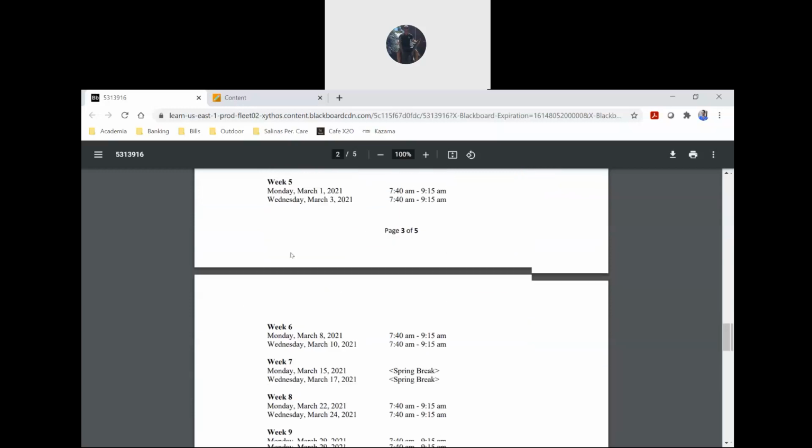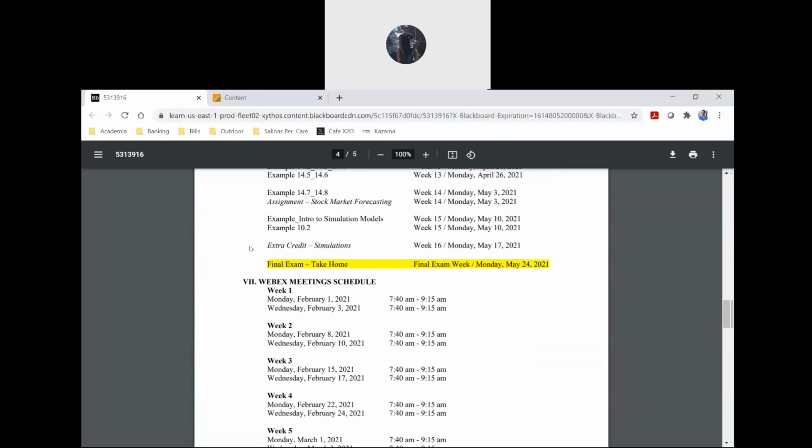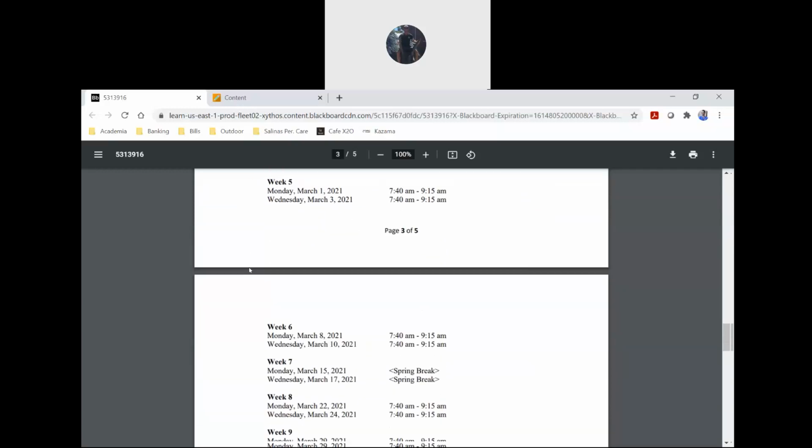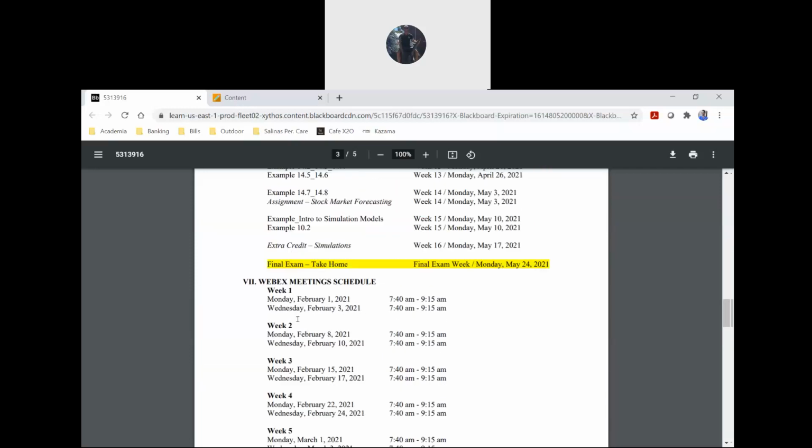So remember, we'll meet both days next week, which are Monday, March 8th and Monday, March 10th. Then remember, both days occur during the spring break during week 7, so we will not meet because that's your spring break. So we'll have a whole week off here, and we won't meet again until March 22nd. So just make a note of that. I'm sure you already know when spring break is.